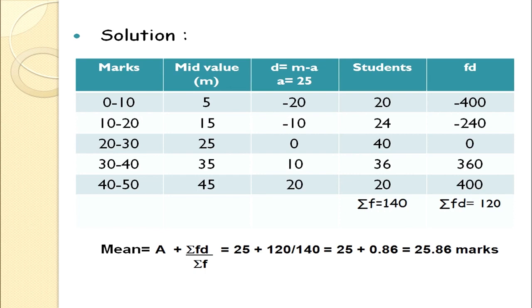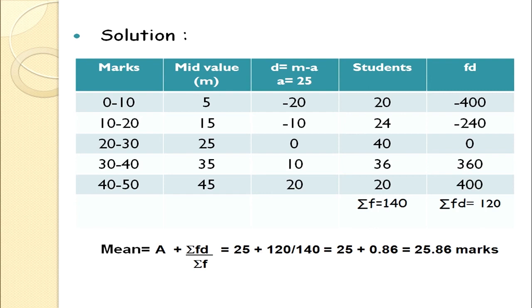Therefore, how are we going to calculate D, that is deviation? 5 minus 25 comes to minus 20, 15 minus 25 comes to minus 10, 25 minus 25 comes to 0, 35 minus 25 comes to 10, 45 minus 25 comes to 20. Once we have got D, we multiply with the respective frequencies, that is 20, 24, 40, 36 and 20. Hence we got minus 400, minus 240, 0, 360, 400. So we got the column of FD.